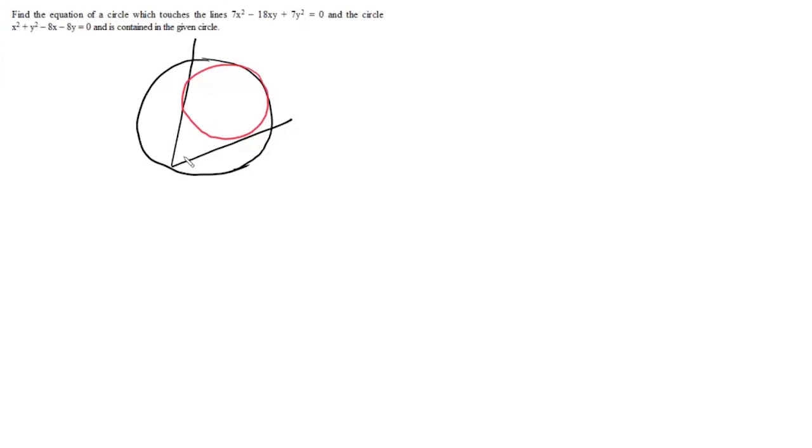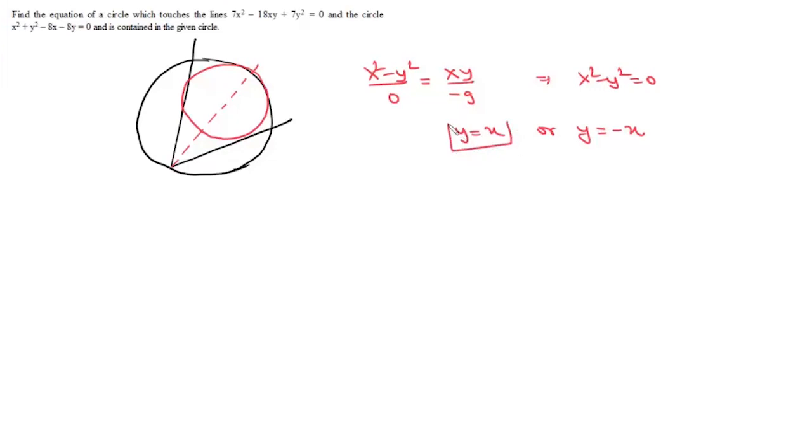Now we know that center of this circle will lie on the angle bisector of these lines, and we know that the equation of angle bisector is given by (x square minus y square) upon (a minus b) equal to xy upon h. The equation of angle bisectors is x square minus y square equals 0, that is either y equals x or y equals minus x. And since this circle lies in the first quadrant, the angle bisector will be along y equals x. So this line is y equals x.